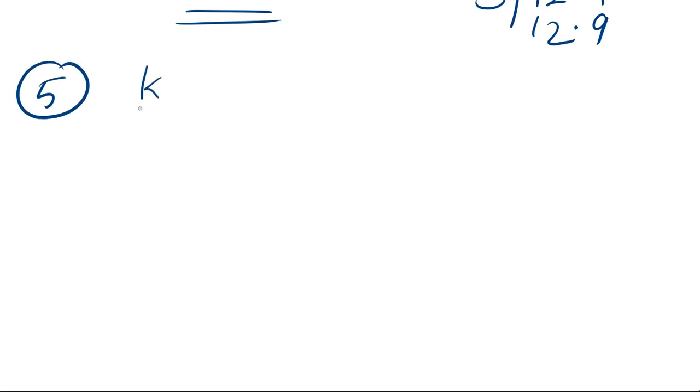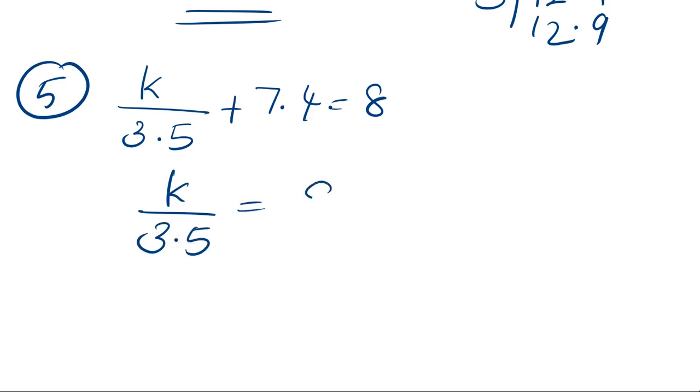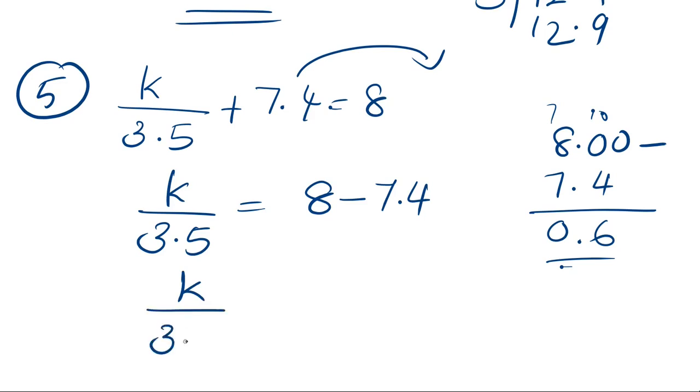Suppose the question is k divided by 3.5 plus 7.4 is equal to 8. So the term having k is this thing. So we have to isolate that term here. So k over 3.5 is equal to 8, then 7.4 goes to the other side, minus 7.4. So 8 minus 7.4 is equal to 10 minus 4, that is 0.6. That is it. So k over 3.5 is equal to 0.6.